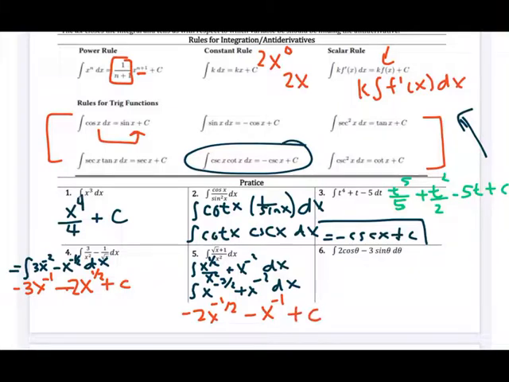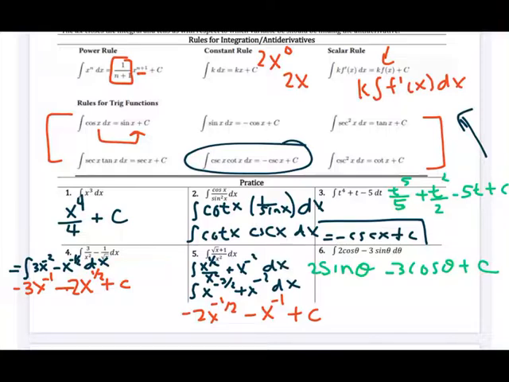And then the last one on this page, so the 2 in front of cosine is really not doing anything at all. So I'm asking myself, what do I take the derivative of to get cosine? Well, that's going to be sine. So I'm going to just keep my 2 in front of sine, 2 sine of theta. What do I take the derivative of to get negative sine? Well, that's just cosine. So minus 3 cosine theta plus c.